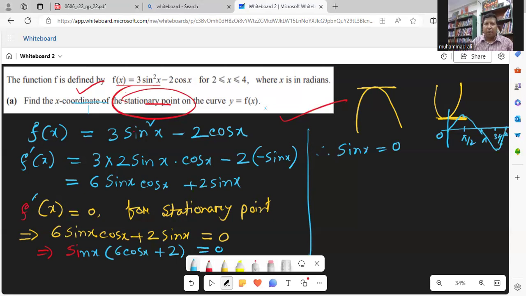One thing we have to remember, our interval for the x value is 2 to 4. So x = sin inverse 0, it will be pi. This value lies between this interval, so we have to take this value.